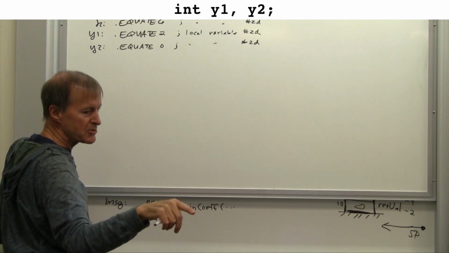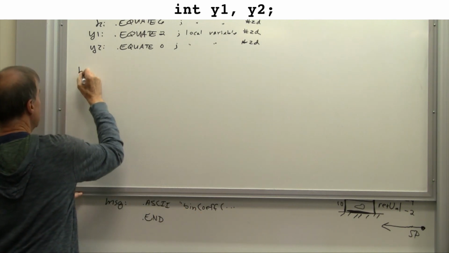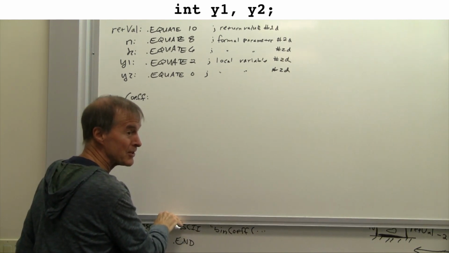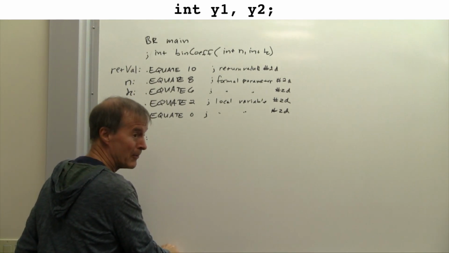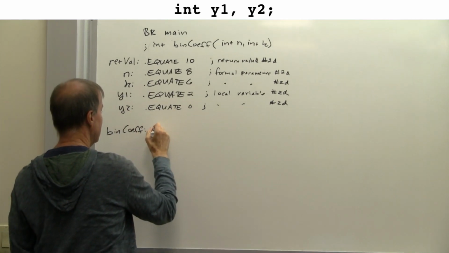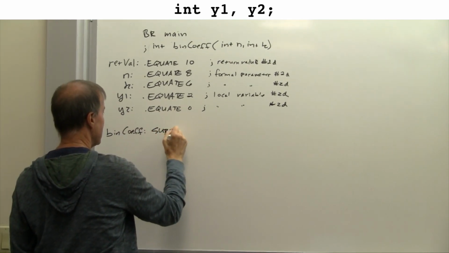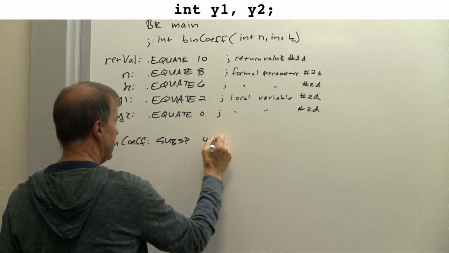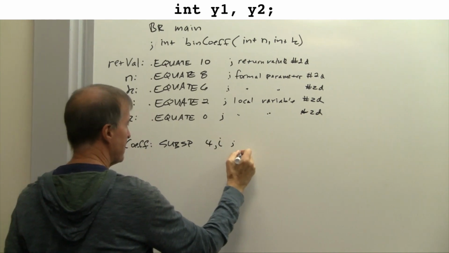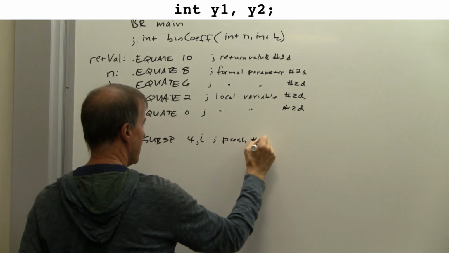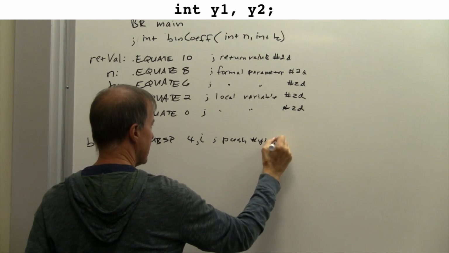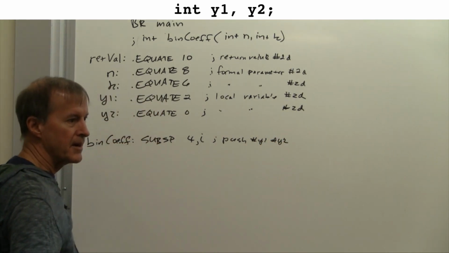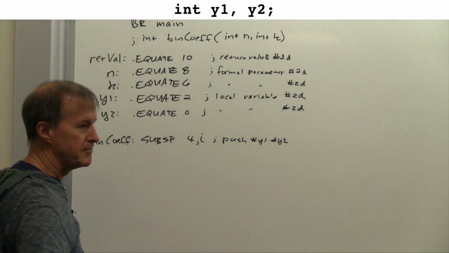Now the first executable statement in bin coefficient, right? So we do sub SP, excellent, because what are we doing? Pushing the Y1 and Y2, very good. So sub SP, how much? For addressing mode? Immediate. And what are we pushing here? Hashtag Y1, hashtag Y2. Yeah.